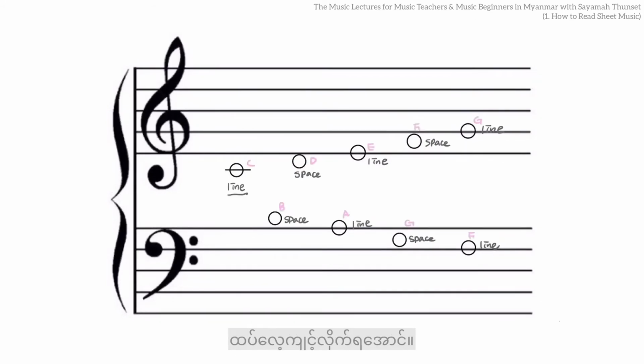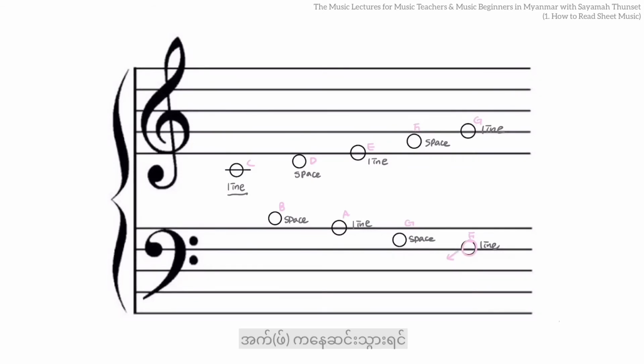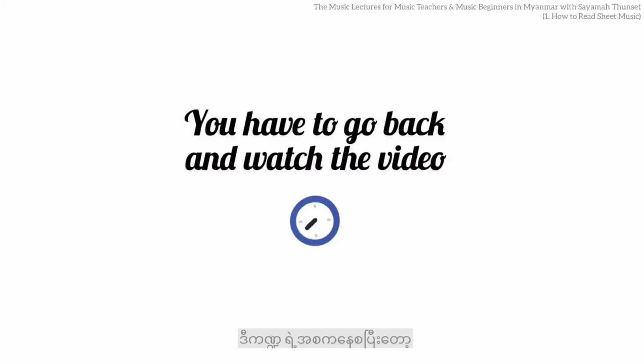Let's practice once more. This time, let's go down from F note. If you go down from F, it becomes E. If you go down one more time from E, this is D. If you go down again from D, this is C. Read from below C, D, E, F, G, A, B, middle C, D, E, F, G, A, B, C. Do you understand? If you don't understand well, I'd recommend you to go back and watch the video from the beginning of this subtopic once more.